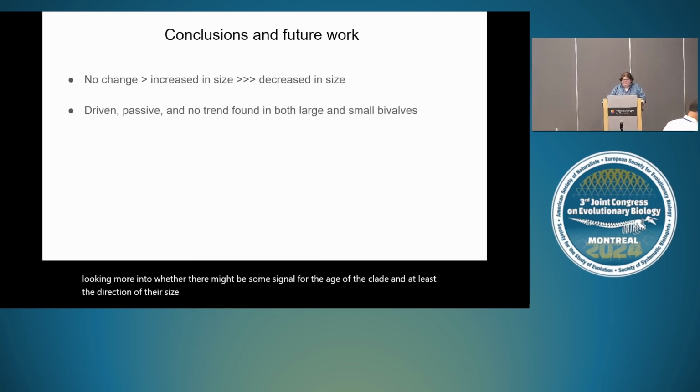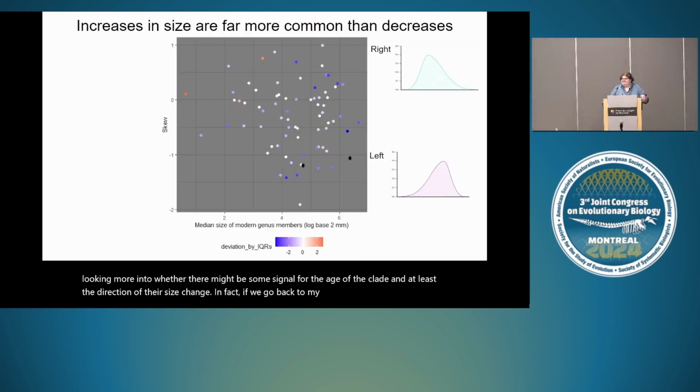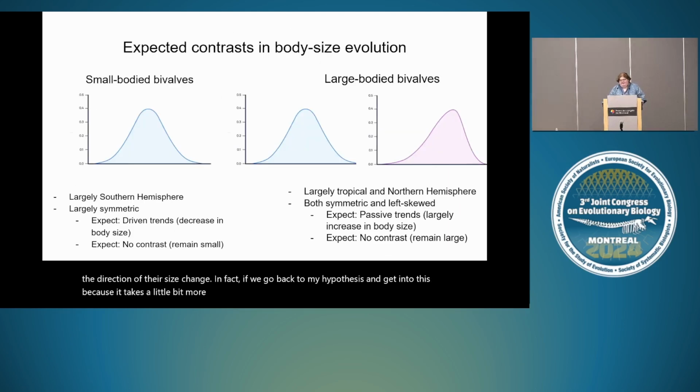In fact, if we go back to my hypotheses, I didn't get into this because it takes a little bit more time, but part of the reason that I think that there could be this partitioning of whether there's no net change or a driven trend, say, in the small body bivalves depends on whether they're quite young and thus originated in a fairly cool kind of climate, or if they're quite old and presumably have seen the really intense warm periods of like the PETM or late Cretaceous and such.